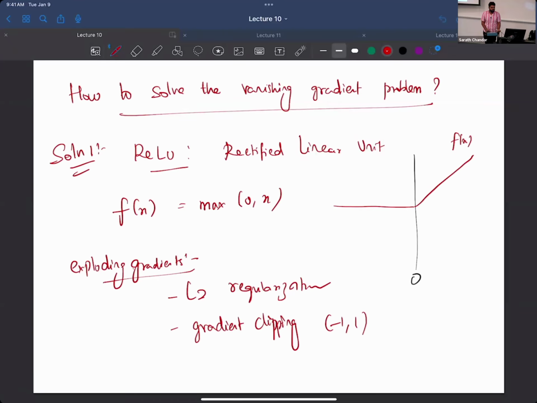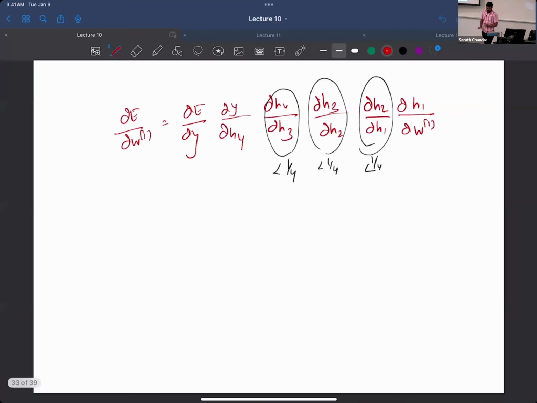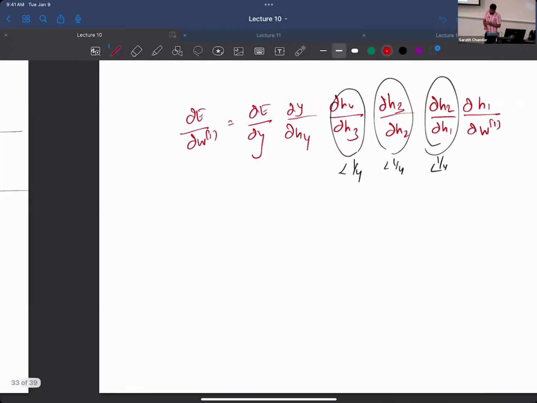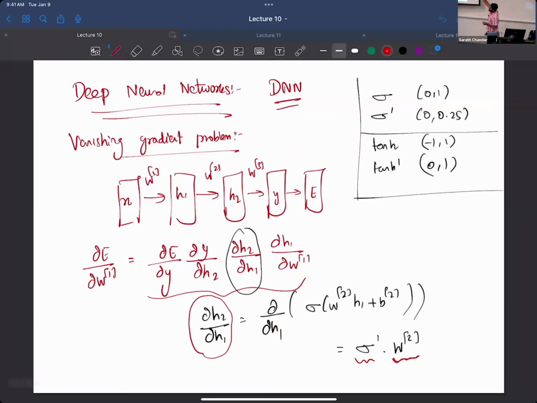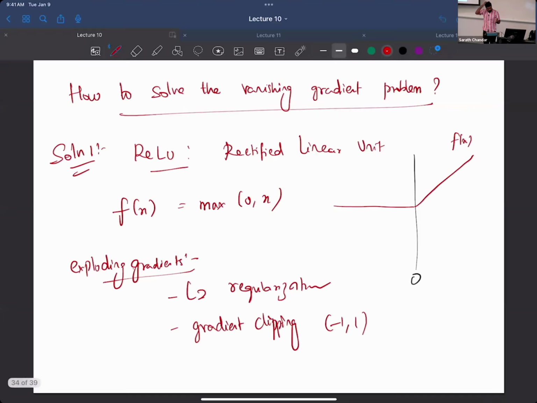The first solution we looked at was the idea of basically changing the activation function. The main culprit here is really the activation function, because if you use sigmoid or tanh, they are shrinking the gradient, right? So can we come up with activation functions which don't shrink the gradients? One example is ReLU, which is given by max of 0, x. Can someone tell me what would be the gradient of this f of x? What's the gradient of ReLU function?